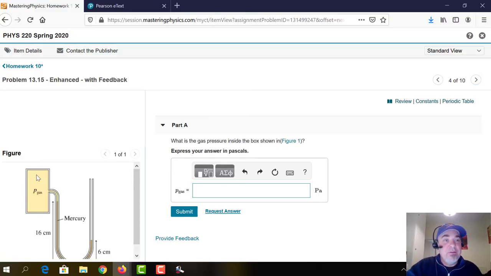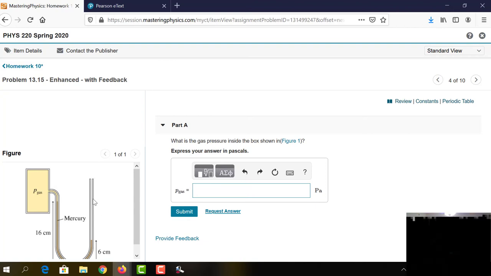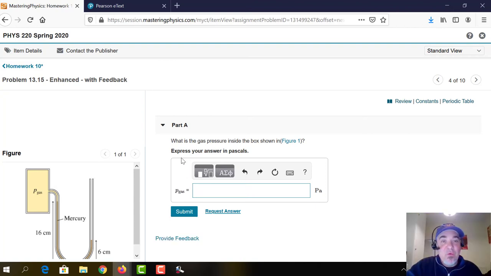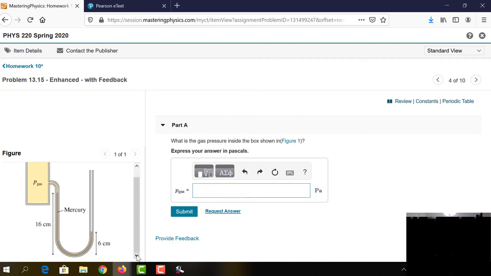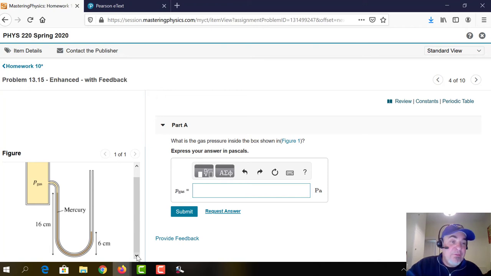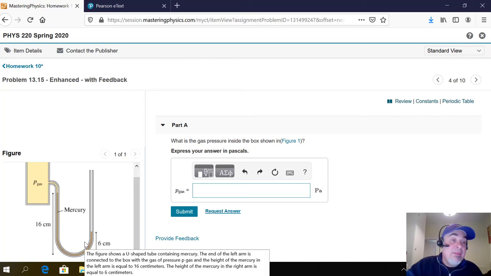We have a container of gas here. This is mercury, and this is open to the atmosphere, and we want to know what is the gas pressure inside the box that's shown. We've got a few different dimensions here. Now you have to imagine if the pressure of the gas was greater, that would push the mercury this way. The atmospheric pressure is open here, and the atmosphere is pushing mercury this way. Gas pressure is pushing mercury that way.